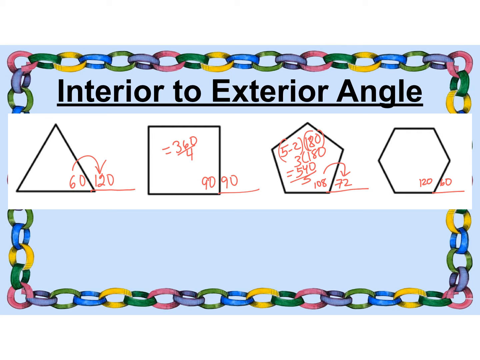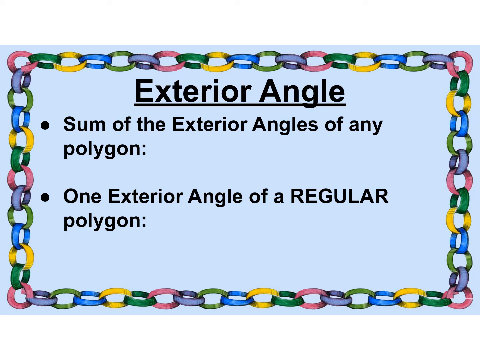So if I go back and figure out how many exterior angles each of them have, a triangle has 3 exterior angles. So those are going to add up, or multiply, to 360. The square has 4, so when I multiply that, I get 360. The pentagon has 5. When I multiply that, I get 360. And the hexagon has 6. When I multiply that, I get 360. So conveniently, the exterior angles of any polygon are always going to add to 360. The sum of the exterior angles is going to be 360.